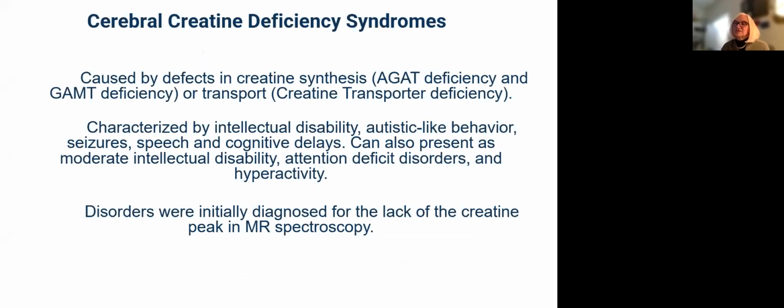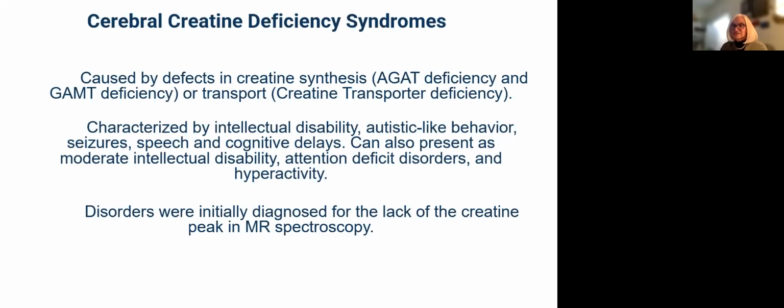What are cerebral creatine deficiency syndromes? These are conditions that are caused by defects either in creatine synthesis, therefore a defect in the enzyme AGAT or GAMT, or they are caused by deficiency in the transport of creatine, therefore creatine transporter deficiency. Their clinical features are overlapping. Most of them are overlapping.